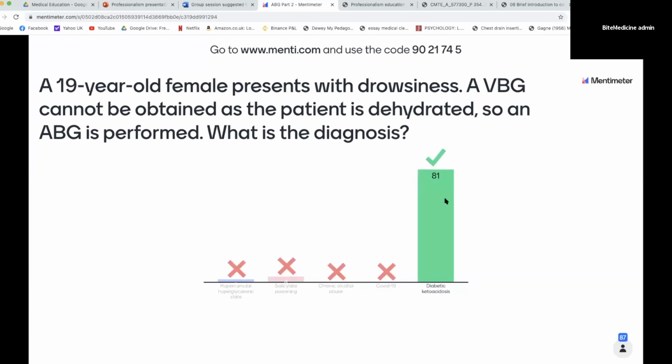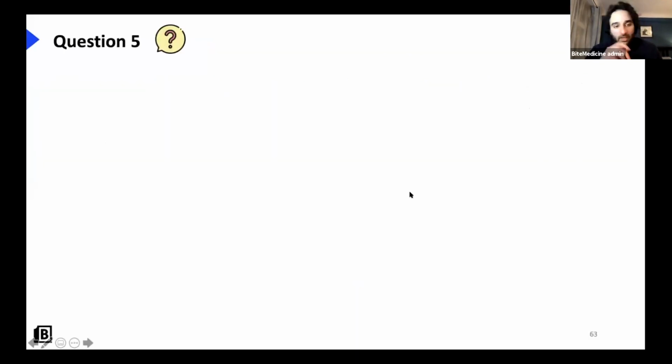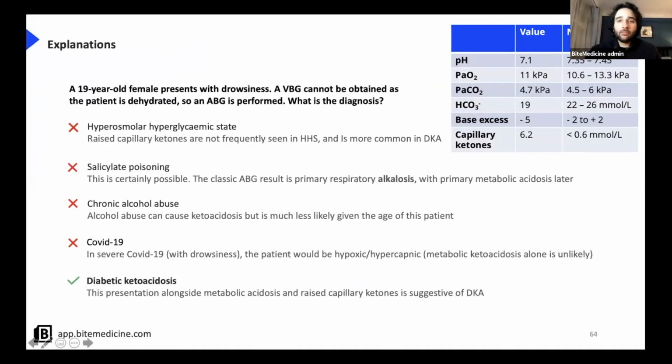Okay. Good, good. 81, almost, the vast majority of you got diabetic ketoacidosis, so well done. So we've got this gas here, the last question, as I said. We've got this 19-year-old female, drowsy. To be honest, you probably could have got the diagnosis almost essentially from the history, to be perfectly frank.